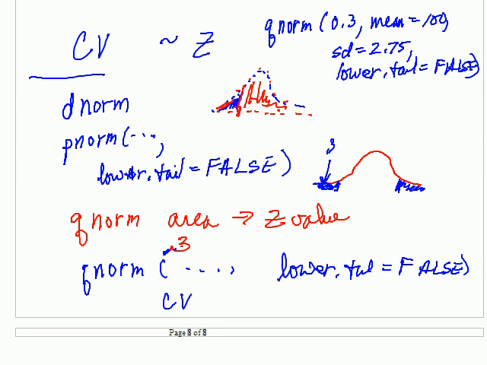It is for a curve, I'll just use this one here, with a mean of 100 and a standard deviation of 2.75. If you say lower tail equals false, you're going to find the area up here for this particular curve. You're going to find the value here, and it's not going to be the Z value. It's going to be the value from this scaling of the normal distribution, so that the area under the tail to the right is 0.3.